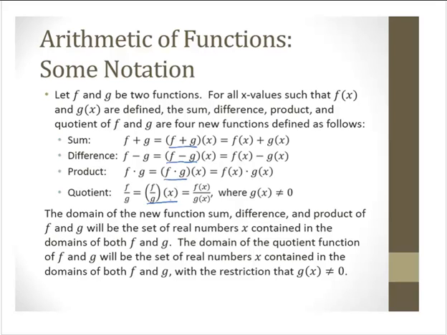Now, when we want to find the domain of these new functions, we often have to look back to the original functions. So for the sum, difference, and product of f and g, the domain will be the set of real numbers x contained in the domains of both f and g. However, if we have the quotient function, the domain will be the set of real numbers contained in both f and g such that g of x is not equal to 0. So we have to take that into account when we're determining the domain of that quotient function.